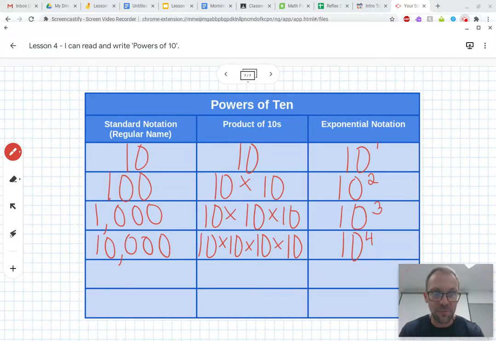I'll give you a hint this time. The next number is 100,000. Can you fill out the last few boxes in that row? Good luck. We'll talk about it in a second.